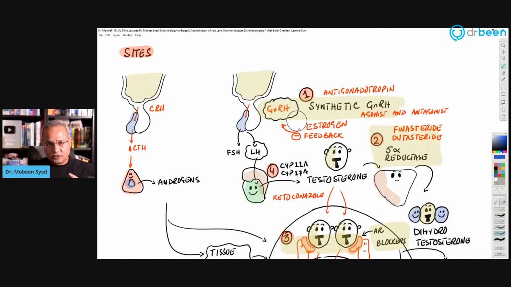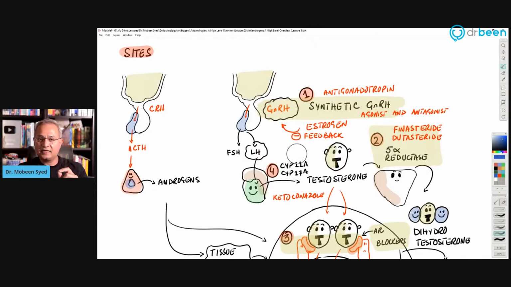Okay, so it makes sense to think that gonadotropin releasing hormone will actually cause an increase in testosterone. But here we are saying that when synthetic gonadotropin releasing hormone is given, that would actually eventually reduce the production of testosterone. So this is the only one key concept to capture in this whole lecture. Everything else is straightforward. So here is how it works.